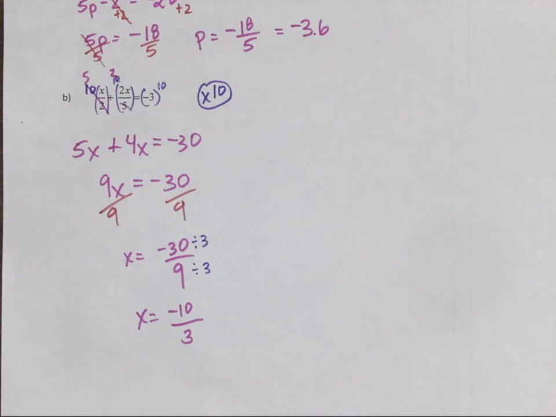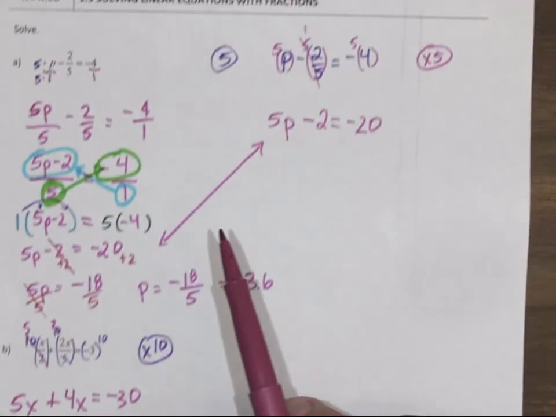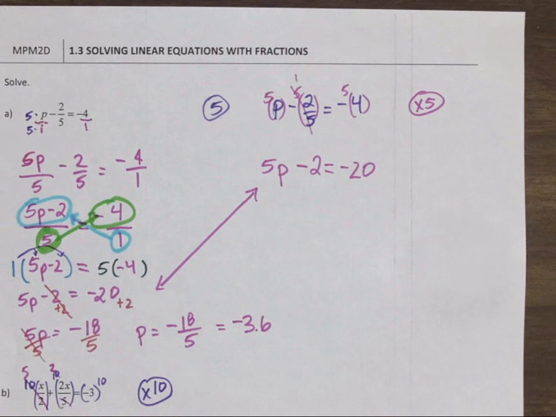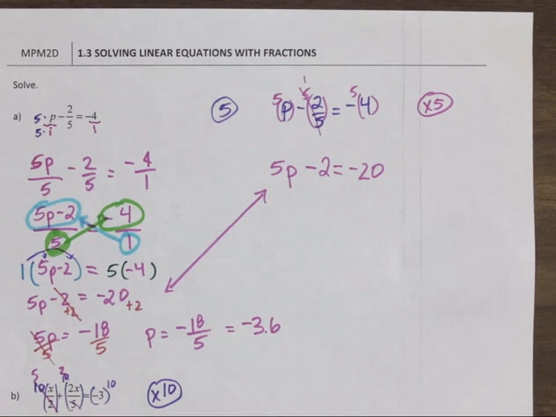Okay. There's nothing wrong with getting one fraction and cross multiplying. Flip the page, I'll do the last example, and I'll do it both ways.